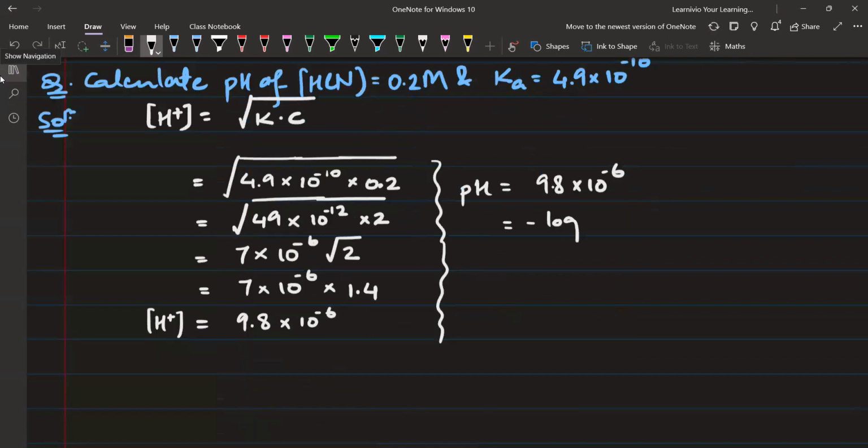Minus log of the concentration of H plus, 9.8 into 10 to the power minus 6. This will be equal to minus log of 9.8 plus log of 10 to the power 6. So this will be equal to 6 minus log 9.8, which is approximately 1, because 9.8 is approximately 10. So log 9.8 is equal to 0.99.